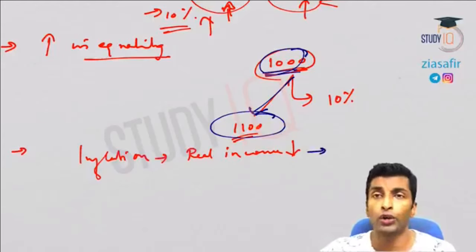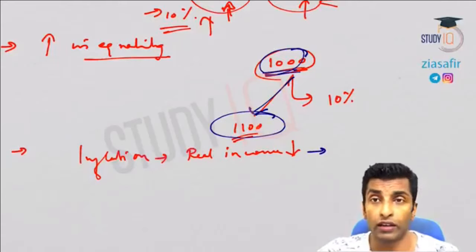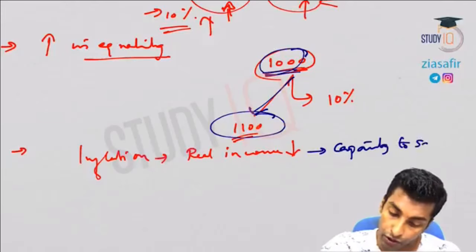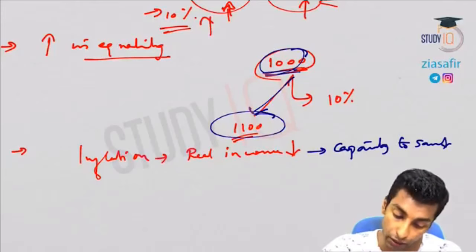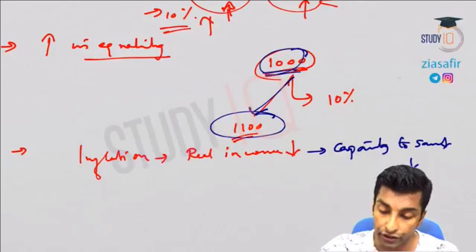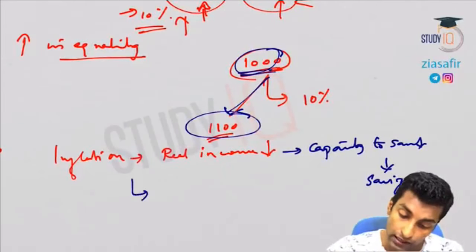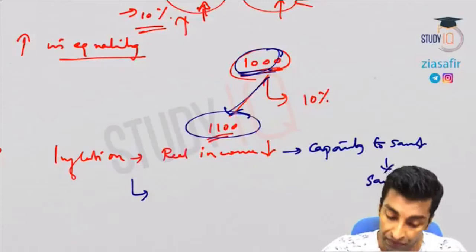So what happened? Do you have any capacity to save now? You don't have any. Your capacity to save will reduce. Don't you think it affects the savings? It affects the savings. On the other hand, when inflation is there, what will happen?